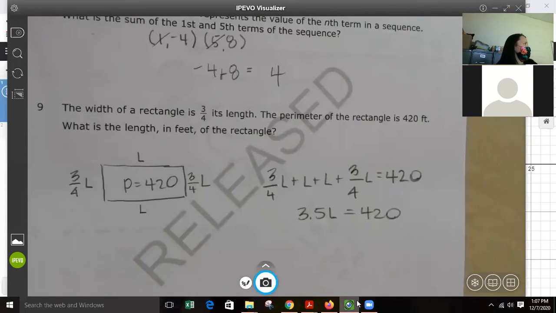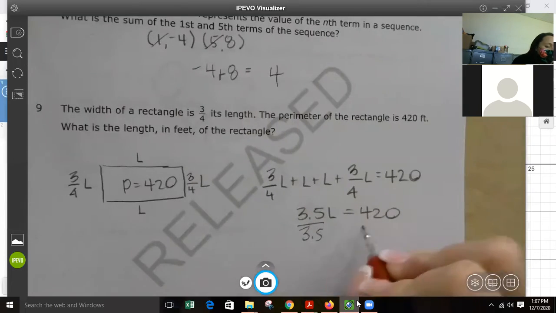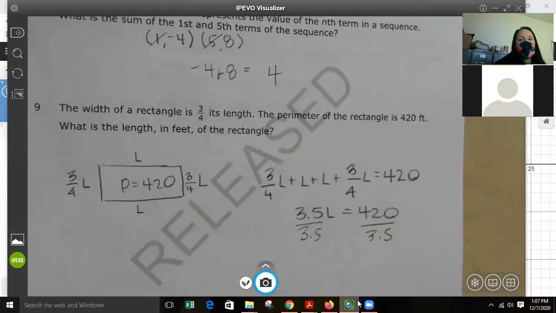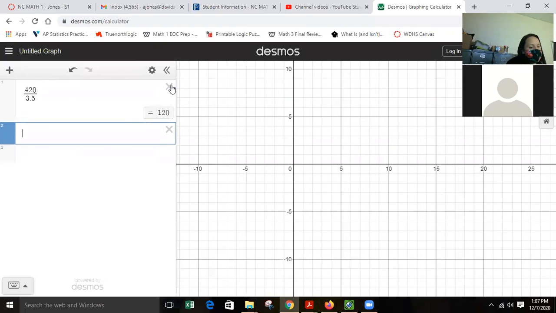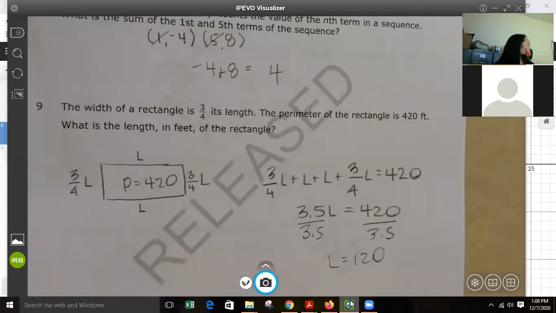How do I solve that? How do I solve this equation? Do you guys remember? Divide by 3.5. Now, it will solve it on Desmos without you having to do that, but I'll show you what happens. Okay, so 420 divided by 3.5, not 4, 3.5 is 120. All right, so the answer to number 9 is 120 because you divided.